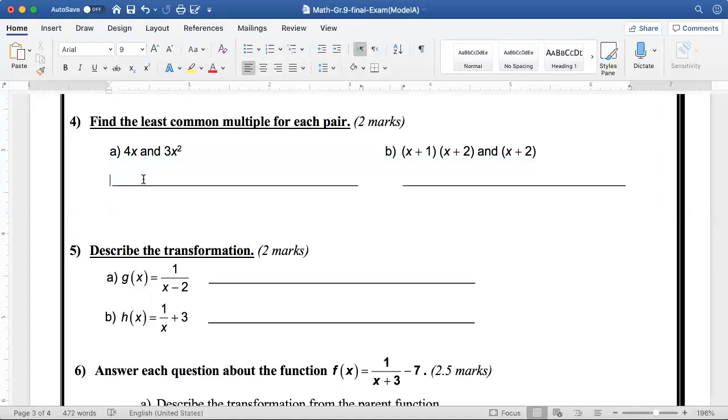When I factor it, it will be 4x. Let me write it here. This one will be 4x, and the other one will be 3xx. Then I'm going to take 3 and 4 together, so I'm going to write 12 and take the highest exponent, which is x squared.